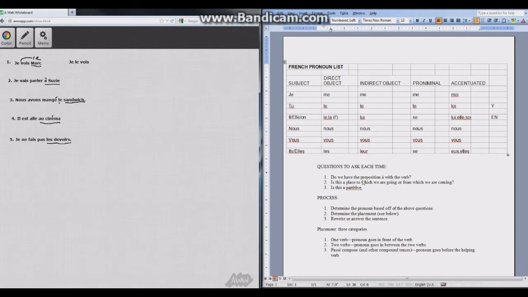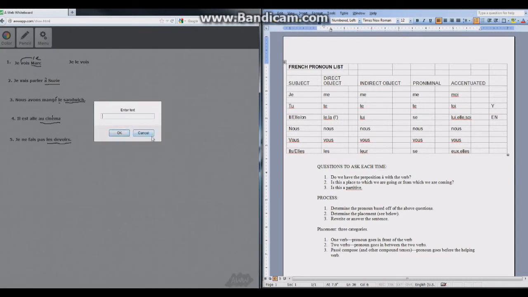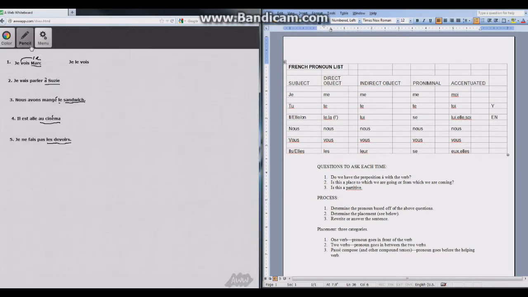À Susie. Do we have a preposition à associated with the verb parler à Susie? Yes, we do. Is Susie a person? Yes, she is. So what kind of flag is it waving around? Indirect. So I know I'm going to be right here. It tells me right from the start. So which one would go with Susie? Well, that's elle. So I hop over to this category. Hey, that's lui.